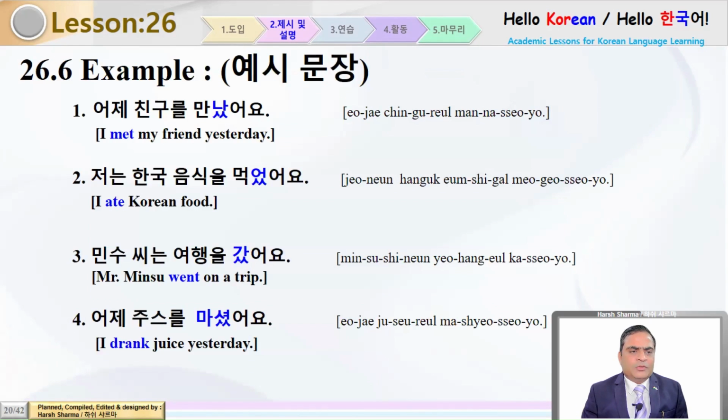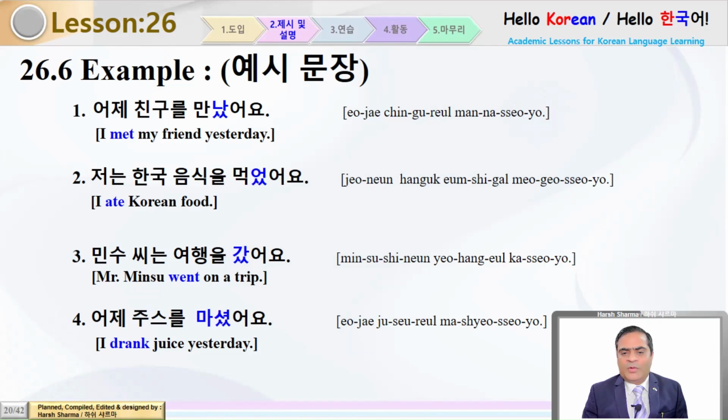Let's check some practical examples, 여러분. Number 1. 어제 친구를 만났어요. See these sentences very carefully. You will find in the blue color font that is the same grammar, 여러분. Can you tell me in the first we have add what? At with oyo, 여러분. And number 2. 저는 한국 음식을 먹었어요. Number 3. 민수 씨는 여행을 갔어요. Number 4. 어제 주스를 마셨어요. So if you are able to understand these 4 sentences, we can say now you can make past tense sentences in Korean, 여러분.